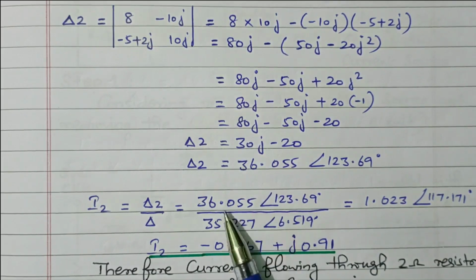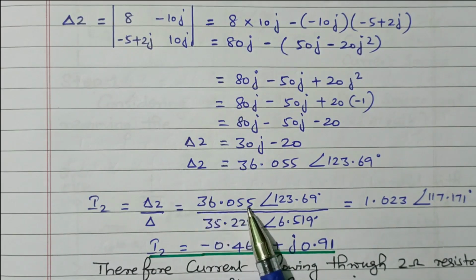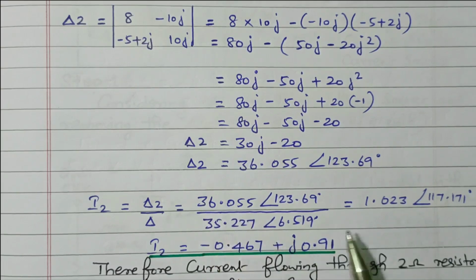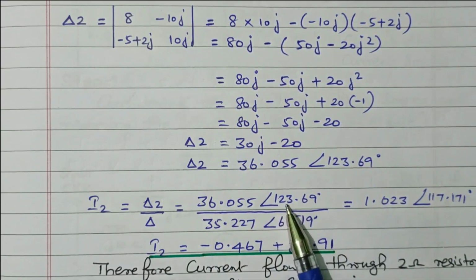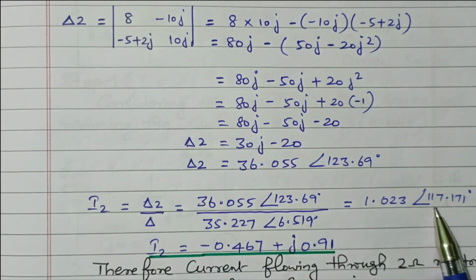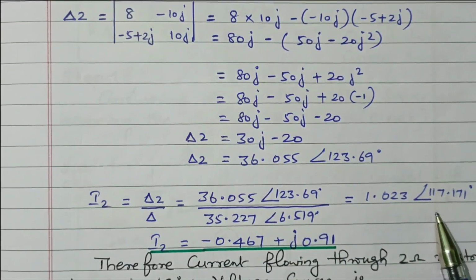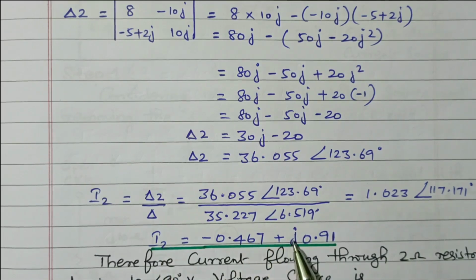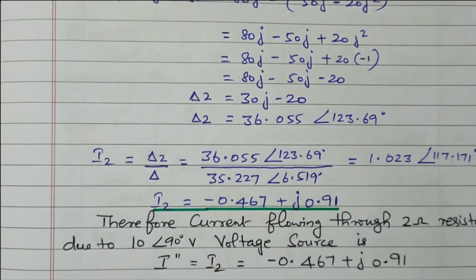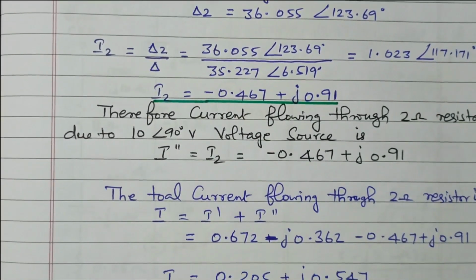So these two magnitudes are divided: 36.055 divided by 35.229, so it is 1.023. The angles are subtracted: 123.69 minus 6.519, that is 117.171. So this is nothing but I2, the current due to only the 10 volt source: minus 0.469 plus j0.91, right? So that is in rectangular form. Again it is converted into rectangular form.